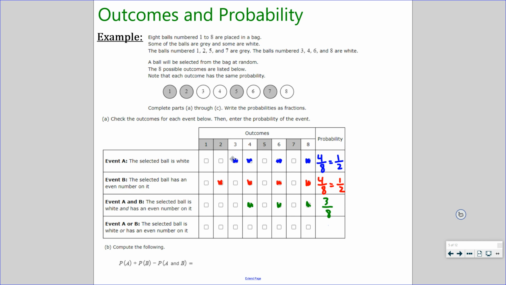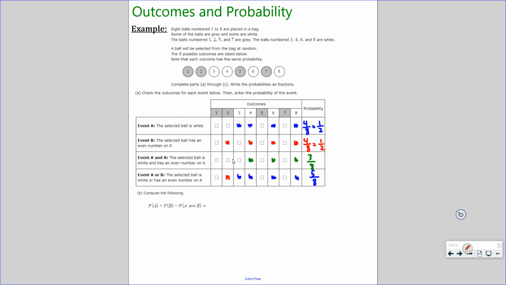All right, last one. The ball selected is white or it has an even number. So that would include all these, the white ones. Could be white or it could have an even number. So that would include 2. That would be 5 out of 8.